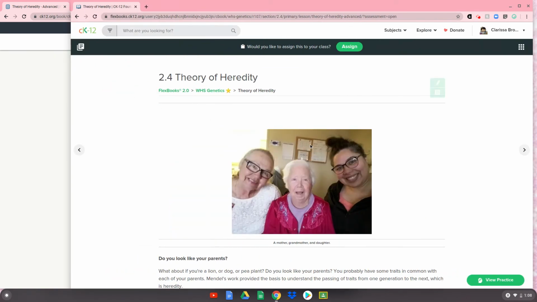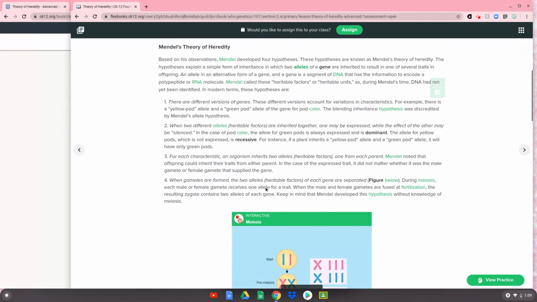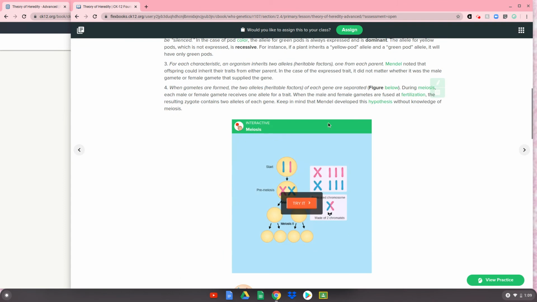Instead of the picture of those people I don't know, I put in a picture of me and my grandmother. You could have done this in Flexbooks 1.0, no problem. This is something that you could not have had in the original Flexbooks.